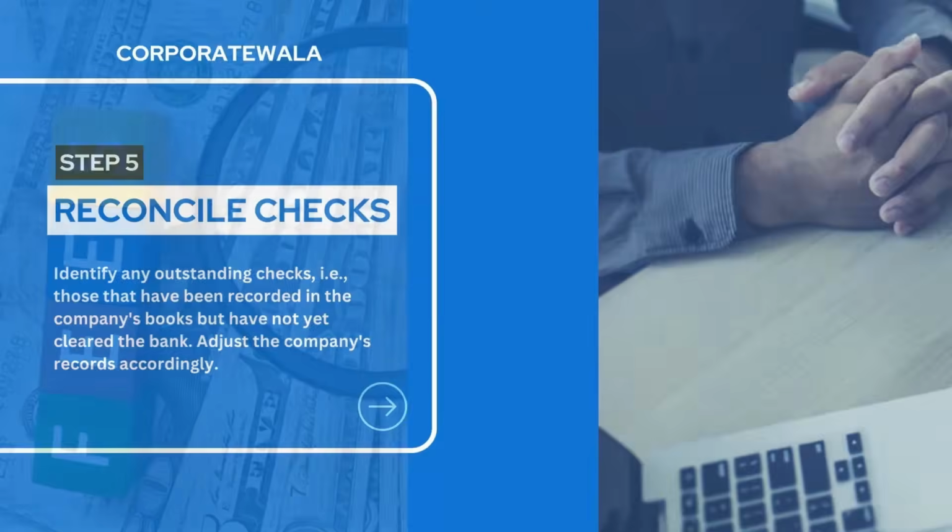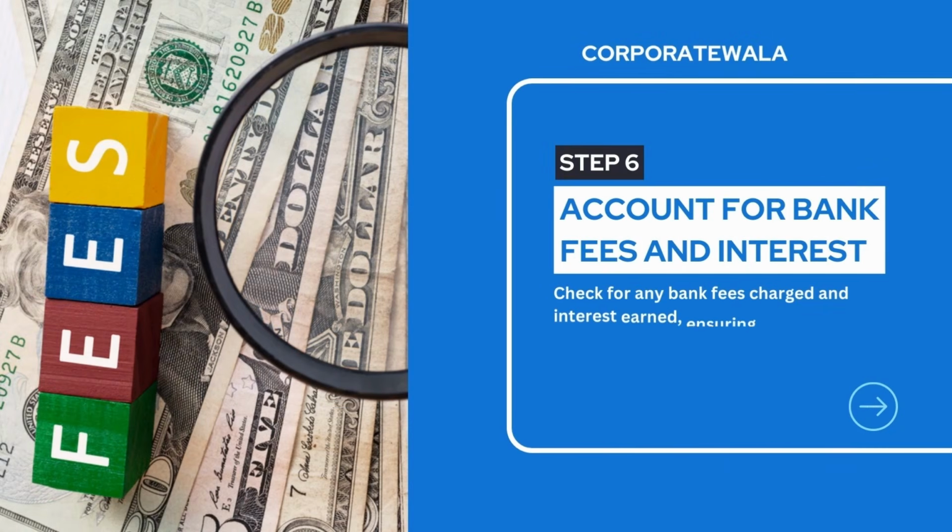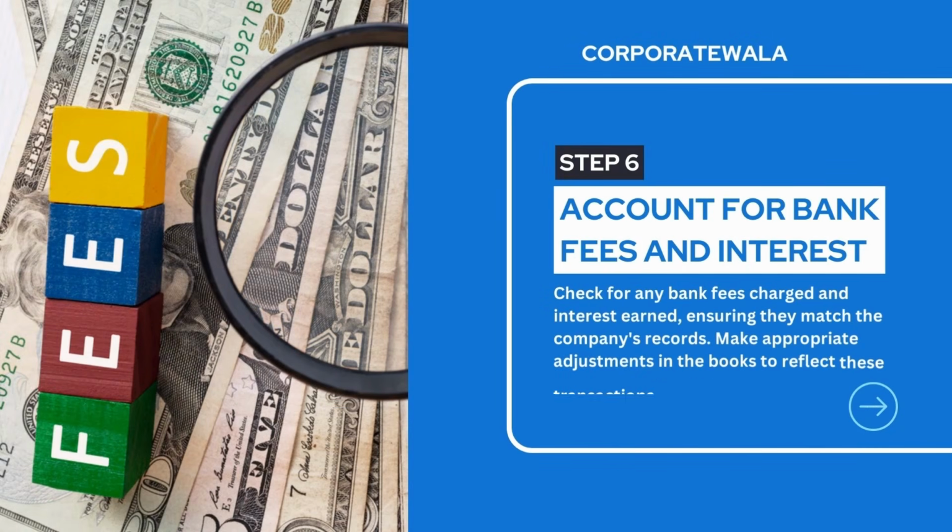The next step in our bank reconciliation process would be to account for any kind of fees or interest which is charged by or credited by the bank. You need to check if the bank has charged any fees which you have not recorded in your books of account till now, or you have received any interest income but that is not recorded in your books yet. So if you find any such transaction, you need to record them in your books of account.